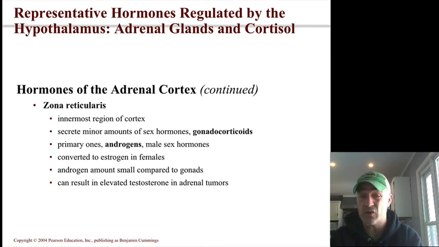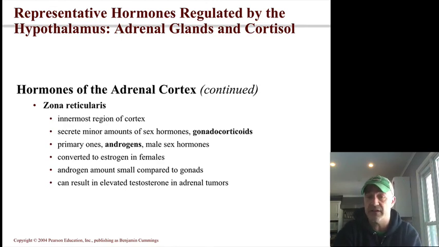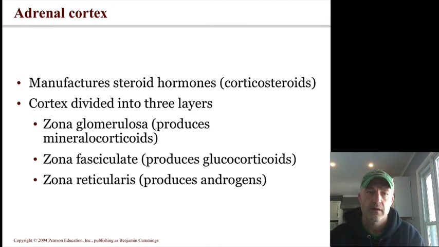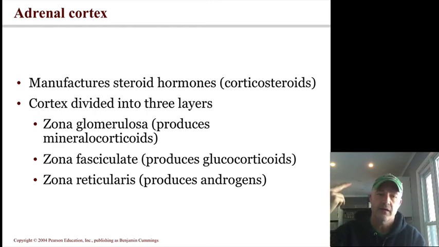The innermost layer of that adrenal cortex is the zona reticularis. It makes some sex hormones, not nearly as much as the gonads do. These are called gonadocorticoids. Mainly they produce testosterone or pre-testosterone types of substances. These are converted to estrogen in females. Compared to the testes or even the ovaries, this is a very small amount of sex hormones. Generally, only if there's adrenal tumor could this be a lot of times a bigger issue. So again, 3 main layers to this: outermost, innermost, glomerulosa, fasciculata, reticularis, producing mineralocorticoids, glucocorticoids, and then sex hormones.